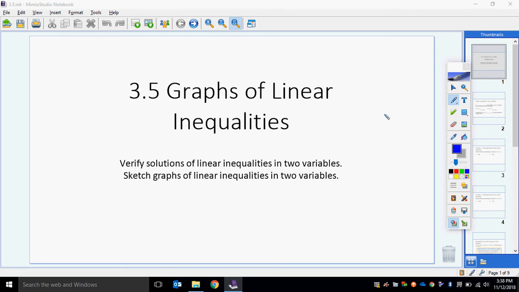This is 3.5, graphs of linear inequalities. So our two objectives are going to be verifying solutions of linear inequalities and then sketching graphs of linear inequalities. So we have inequalities, right? We have the less than, the greater than, less than or equal to, and greater than or equal to symbols.